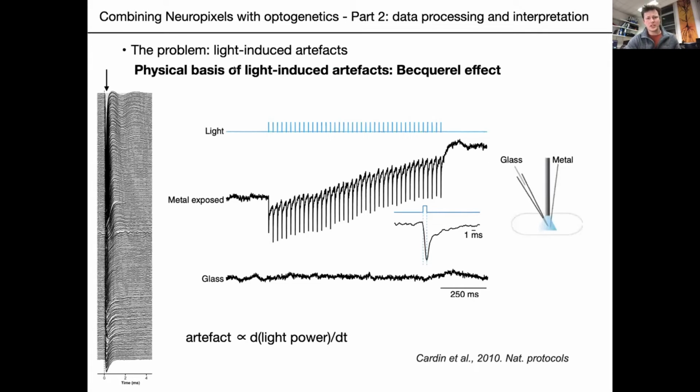So the physical basis of this artifact is the Becquerel effect or photovoltaic effect. You are ripping off electrons from metal when you're shining light on it. And the amplitude of this artifact is going to be proportional to the first derivative of the power of the light over time. So something you can do to mitigate it is using a smooth sigmoid as the onset of your stimulation instead of a square pulse. But if your application is something like optotagging, you care a lot about the fast response of neurons to your optostimulation, and you don't want to use a smooth ramping photostimulation onset. So it's not always a solution.